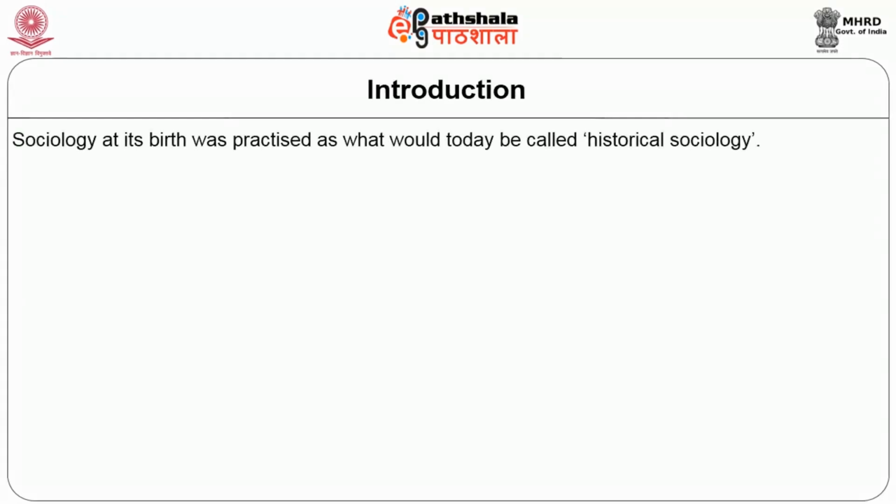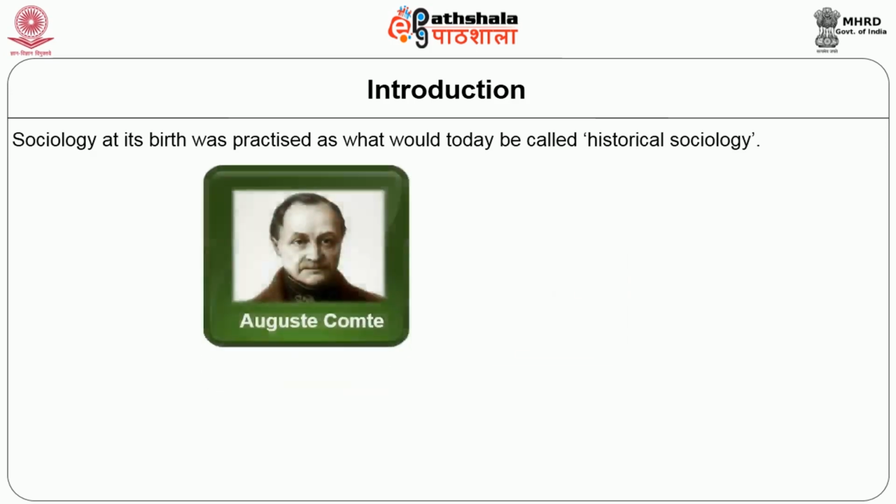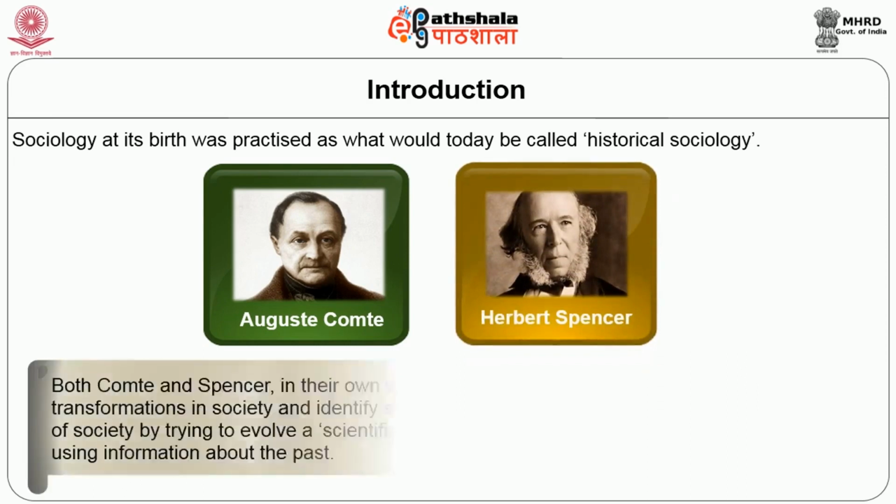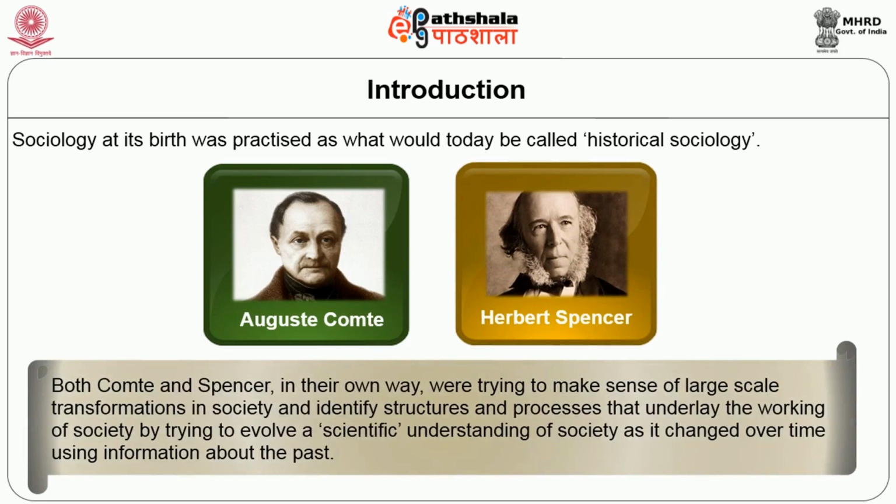Sociology at its birth was practiced as what would today be called historical sociology. The writings of Auguste Comte, the one who brought into widespread use the term sociology, and Herbert Spencer were centered on the practice of history. Both Comte and Spencer, in their own way, were trying to make sense of large scale transformations in society and identify structures and processes that underlay the working of society by trying to evolve a scientific understanding of society as it changed over time using information about the past.